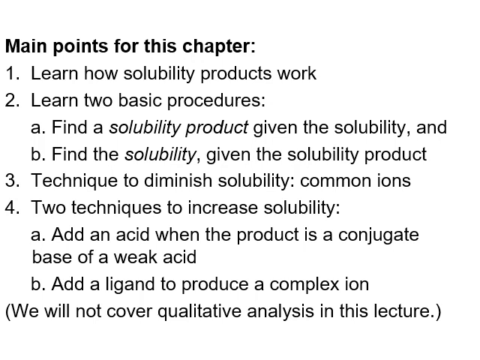Then there are ways that we can either increase or decrease the solubility. To increase the solubility, we can do the things in number 4 there, which would be add an acid when the product is a conjugate base of a weak acid, or add a ligand to produce a complex ion, which we'll talk more about in just a little while. And then to decrease the solubility, we can add a common ion.